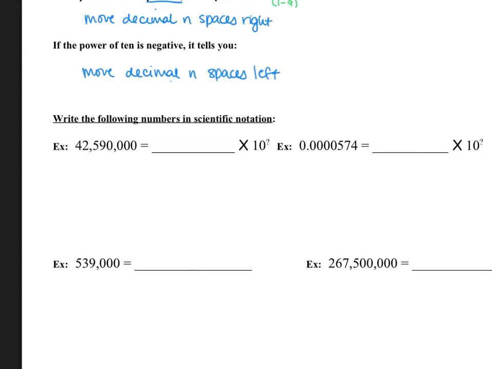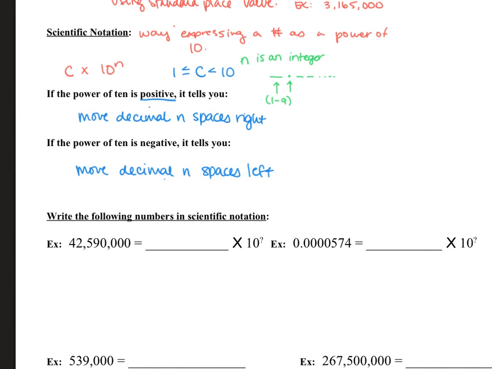So if my goal is to put 42,590,000 in scientific notation, I have to make sure that I meet the criteria that I set up here. So it's going to be something times 10 to the n power. And the key is that that first piece has to be between 1 and 10, less than 10, but it could also be equal to 1. So the first thing I want to do is move my decimal point. Currently, the decimal point, which is invisible, lives at the end of the number.